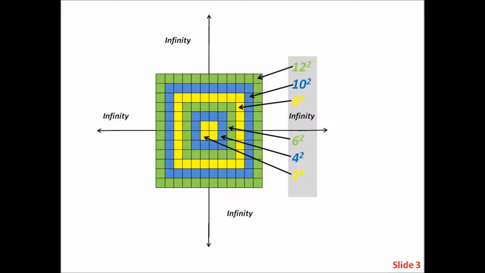We start with the diagram shown, which is little more than square concentric rings expanding outwards to infinity from a common centre. So what we have is 2 squared consisting of 4 yellow unit squares at the centre, then an outer ring of blue to make up 4 squared, then an outer ring of green to make up 6 squared, then 8 squared, 10 squared, and an outer ring of green squares to make 12 squared, and so on and so forth ad infinitum.